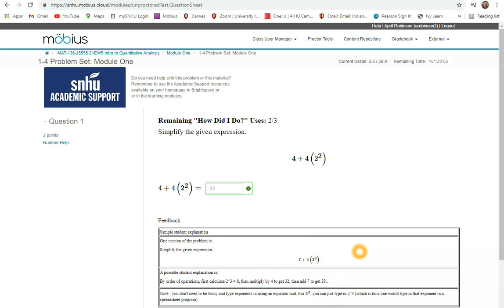So there's several problems in this module where, when you're done answering the question, you will have to type in how you got your answer. And they're just kind of giving you an example here to give you a feel for what it's going to be like. So have fun with that. If you got any questions, let me know.